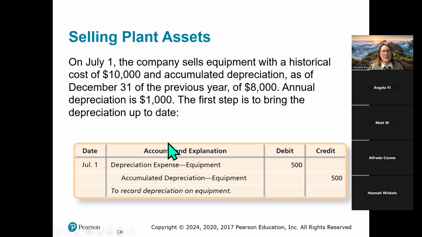Okay, first we got to bring it up to date. All right, so we are disposing of it in July. Okay, so we're not going to have a full year's worth of depreciation. We only have half of the year, so it's 500. Okay, so we brought our depreciation up to date.